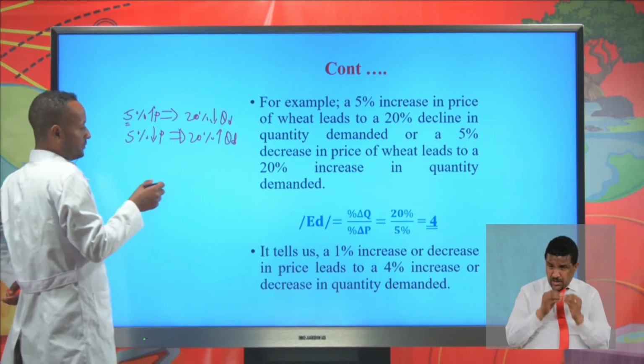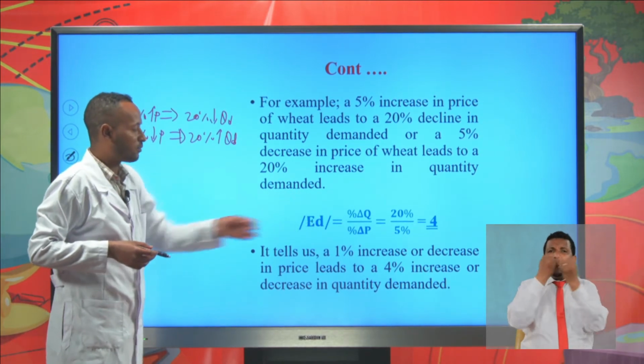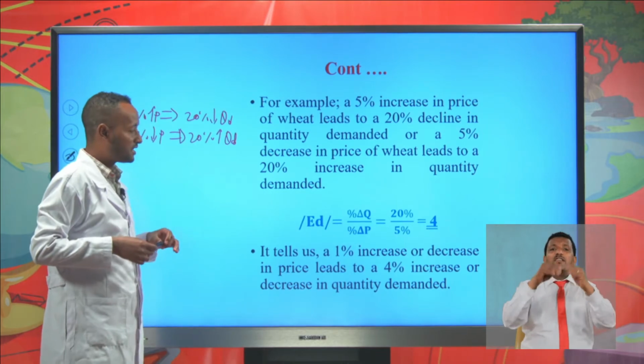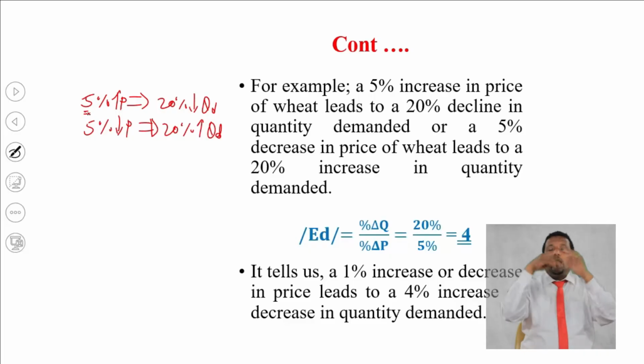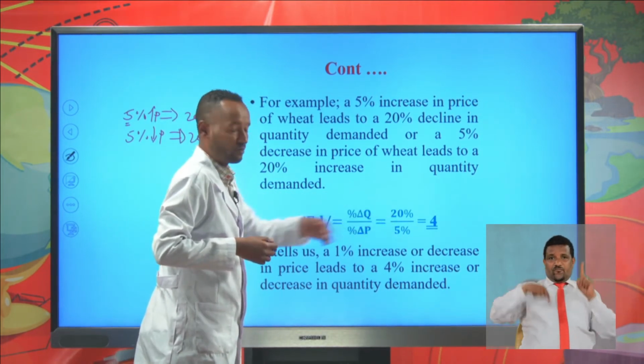Mathematically, the price elasticity of demand is calculated by dividing the percentage change in quantity demanded by the percentage change in price. For example, a 20% increase or decrease in quantity demanded is caused by a 5% increase or decrease in the price of a commodity. When we cancel percent for percent, 20 for 5, we are left with 4.